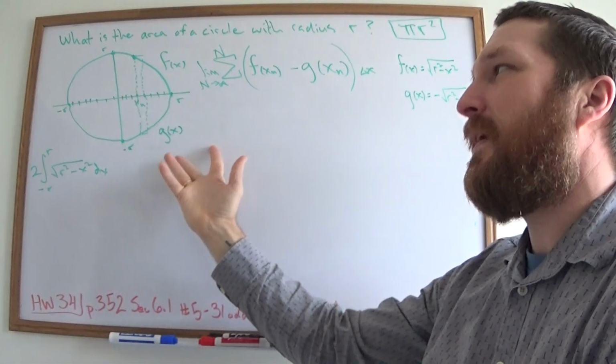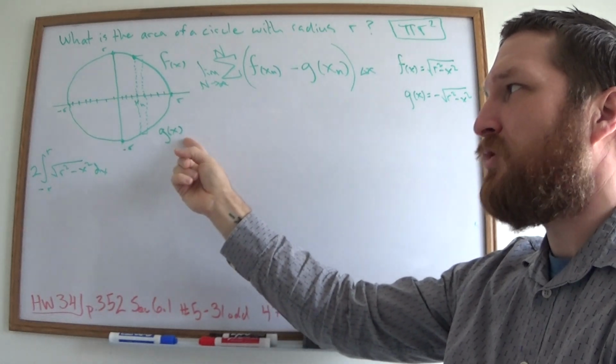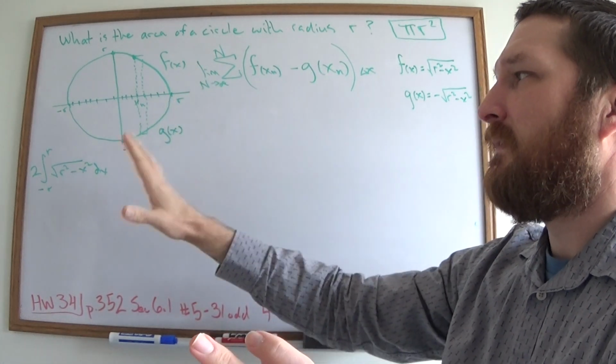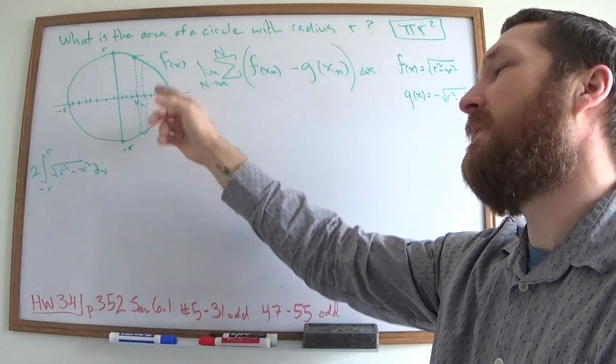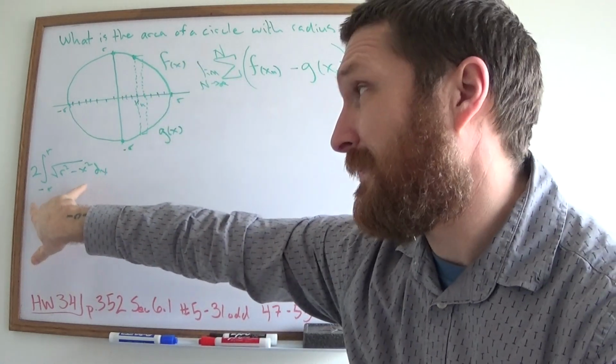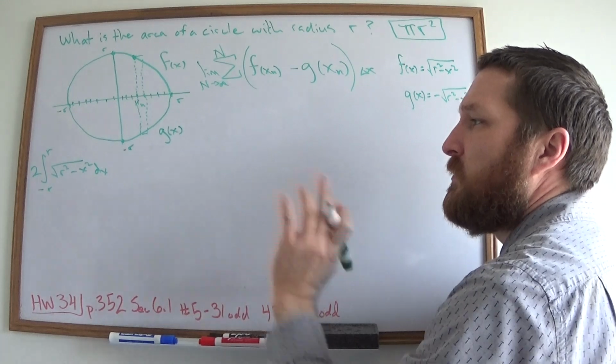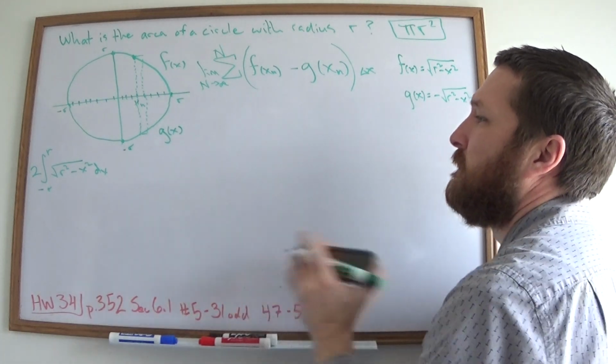It does work out that way, but in general, we can't count on g being the same thing as f, or it being negative f. If it is, then it does work out that way. But anyway, okay. So what do I need to do? How do I compute this integral?